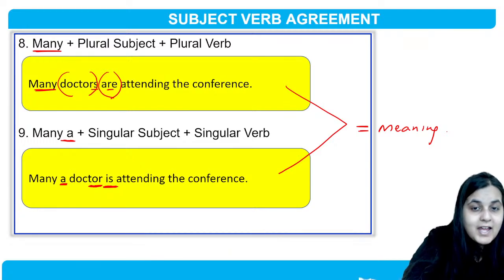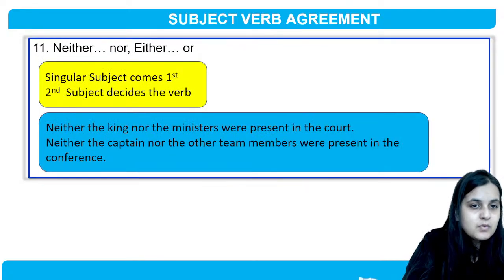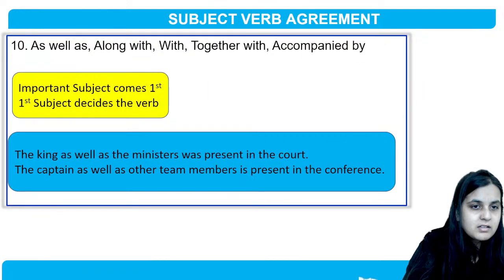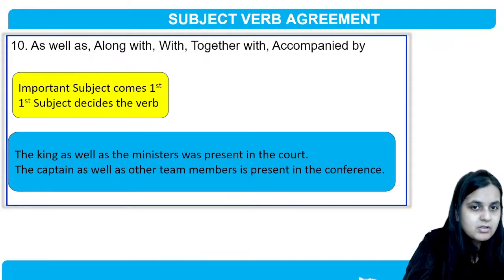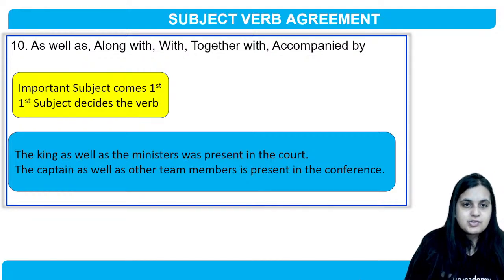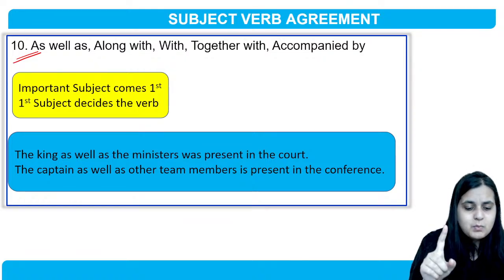Wonderful. Come on. Now, guys, we come to the most important part. The next three rules are very, very important. So please listen to this. The next three rules are very crucial. Now, please go through this, guys. Once, just go through this. Come on. Go through this.